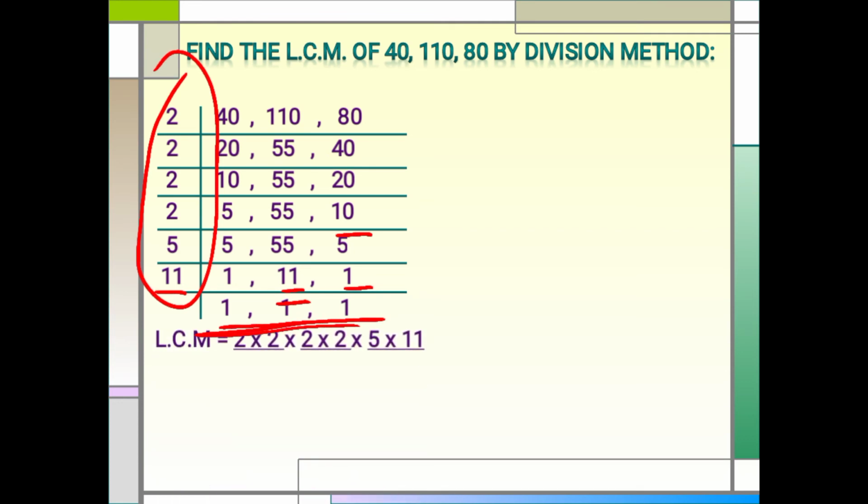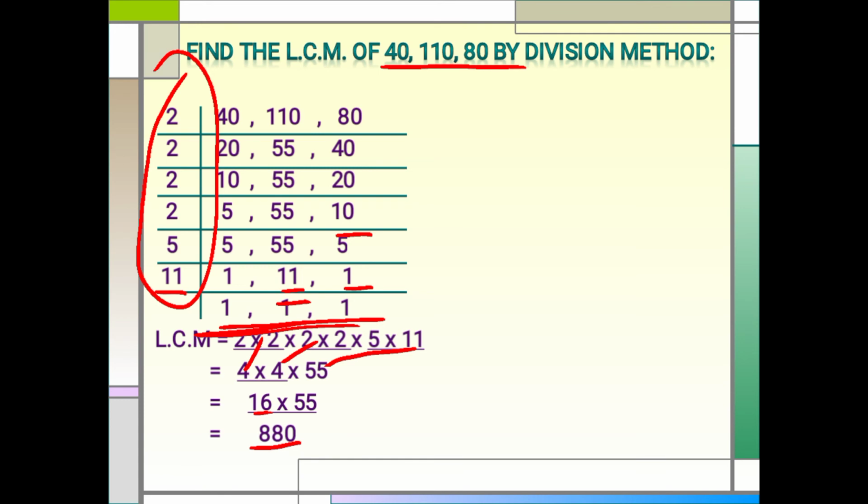So 2 multiplied by 2, multiplied by 2, multiplied by 2, multiplied by 5, and multiplied by 11. Now you are going to make pairs so that your calculation will become easier. 2 multiplied by 2 is 4, 2 multiplied by 2 is 4, and 5 multiplied by 11 is 55. Now 4 multiplied by 4 will become 16, and 16 multiplied by 55 will become 880. So 880 is the LCM of 40, 110 and 80.